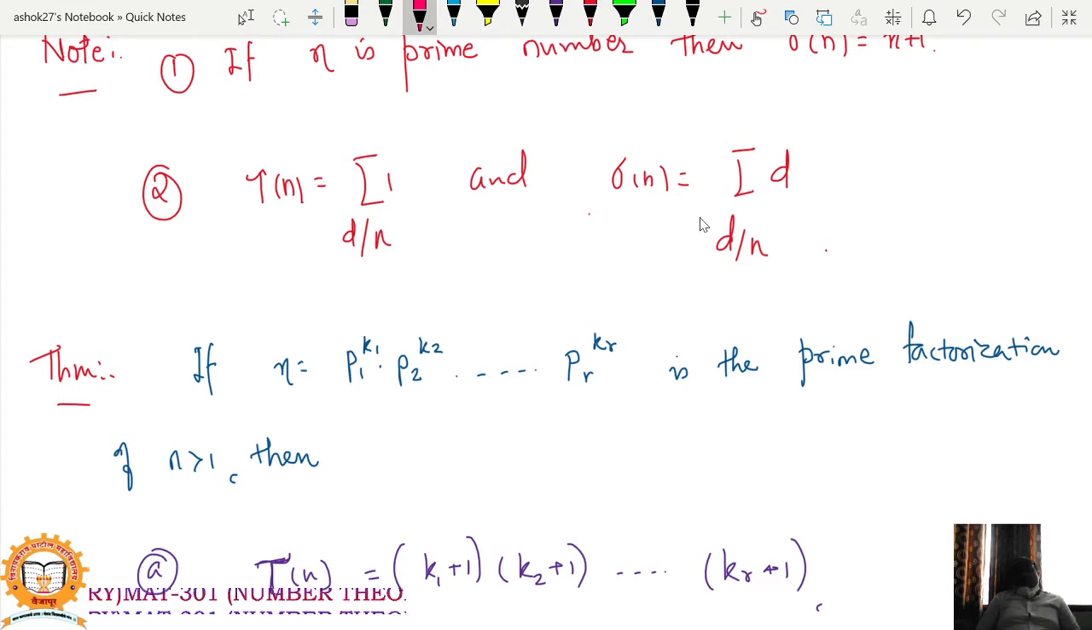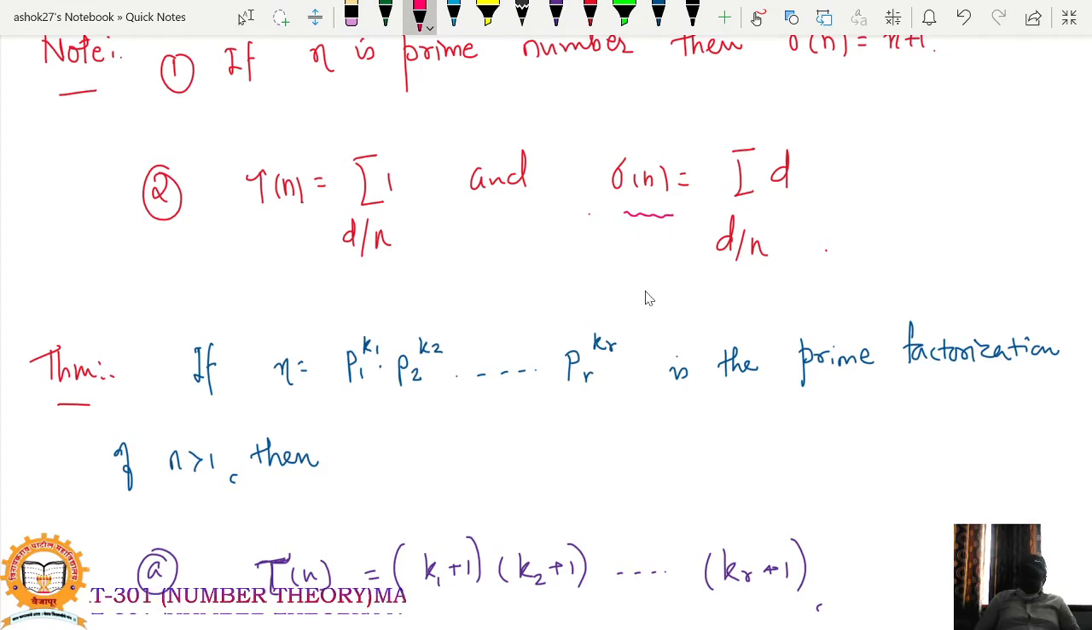Here, see, if d divides n, then you are taking that d in the summation. Means you are simply adding all the positive divisors of n, and you get sigma n. So this is the addition of all divisors of n, and this is just the number of divisors of n.